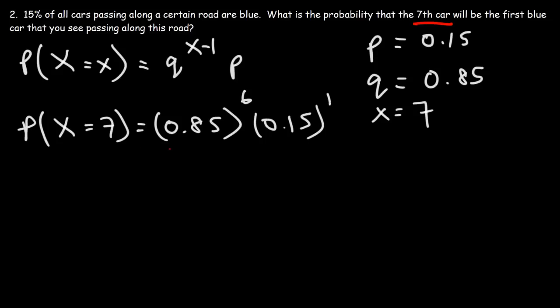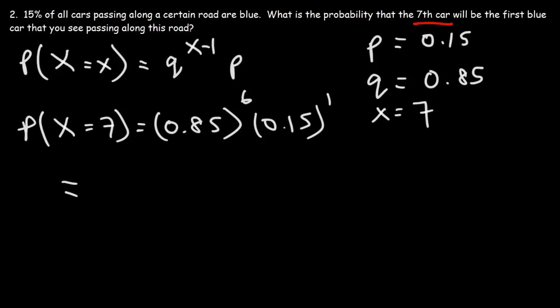So just think about what this means. On the first 6 tries, or the 6 cars that you see, you're not going to see a blue car. And the probability of not seeing a blue car is 0.85. The 7th car that we want to see is a blue car, and there's a 15% chance of getting that. So that's why we have 0.15. So these two numbers must always add to whatever number you see here. Now let's go ahead and get the answer. So it's 0.85 raised to the 6th power times 0.15.